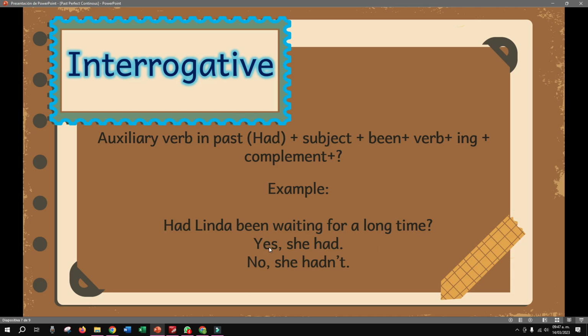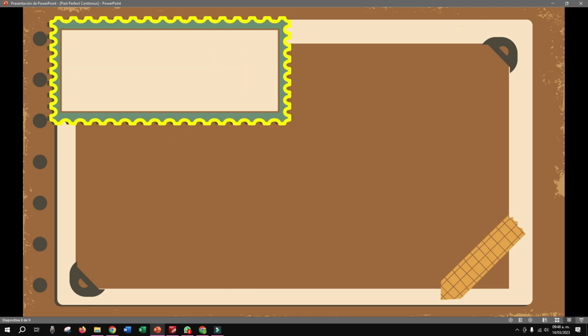The answer, if it is affirmative, yes. Then the subject, we're talking about Linda, right? So we can replace it with the pronoun she and had. That's the first auxiliary. Yes, she had, right? Or had Linda been waiting for a long time? No, she hadn't, right? So there you have those. Had Linda been waiting for a long time? Yes, she had, or no, she hadn't. That would be for yes/no questions, right?